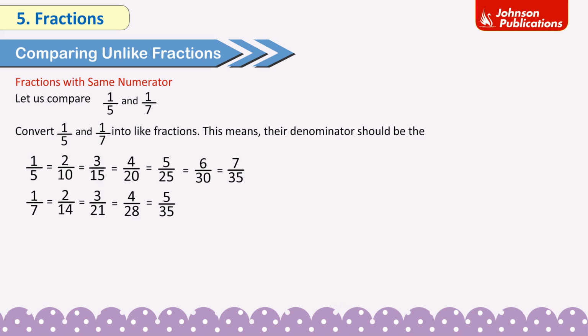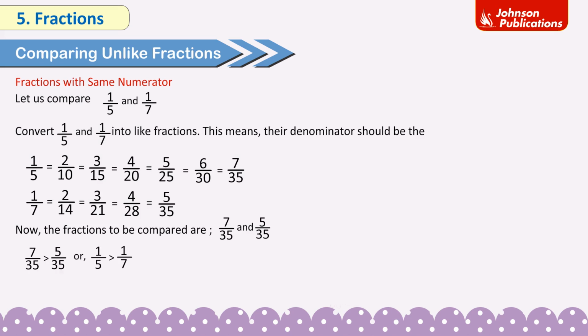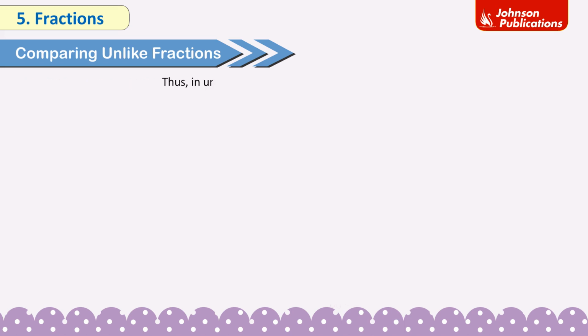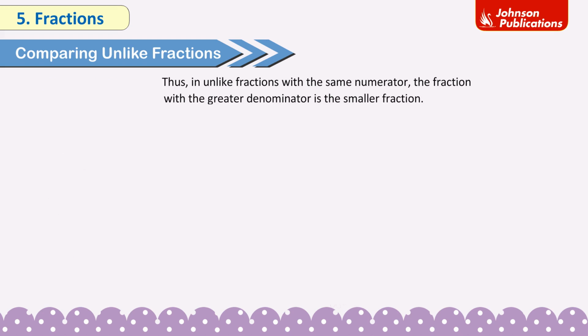1/7 is equal to 2/14, which is equal to 3/21, which is equal to 4/28, which is equal to 5/35. Now, the fractions to be compared are 7/35 and 5/35. 7/35 is greater than 5/35, or 1/5 is greater than 1/7. Thus, in unlike fractions with the same numerator, the fraction with the greater denominator is the smaller fraction.